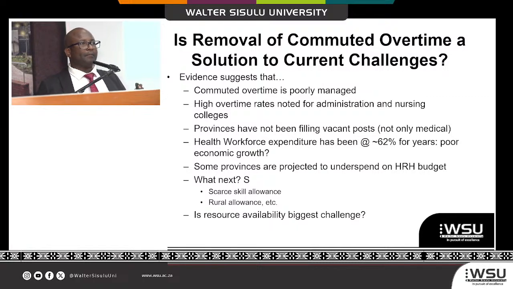The importance is that it might well be the truth. I just recall teaching I received from the University of Cape Town when I was a medical student, from Professor Vanessa Pesh. Because currently, what is noted generally is that some provinces now, as we speak, are actually projected to underspend on their human resource for health budget by the 31st of March. That's the reality. The reality is that we've got not just doctors unemployed, we've got many other cadres of health professionals unemployed.